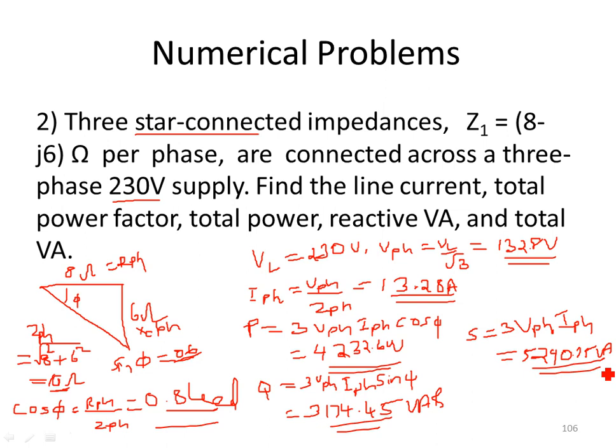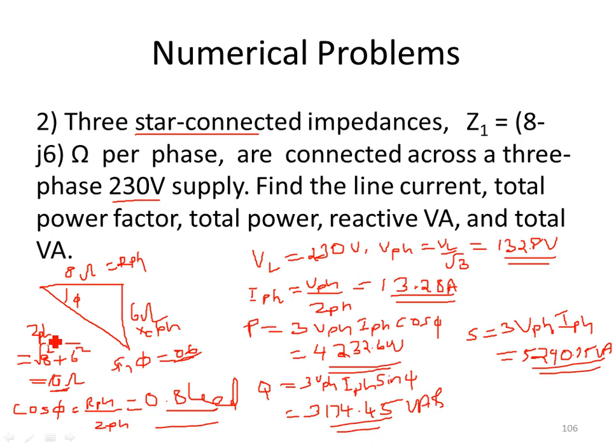In this lecture I have done the first one, delta connection, and the second one, star connection. I think you have understood. Now to give a brief about this question: we have star connected impedances, given by 8 minus j6 ohm, connected to a 3 phase 230 volt supply. That means line voltage is 230 volt. How will you find phase voltage? In star connection, phase voltage is line voltage by root 3.